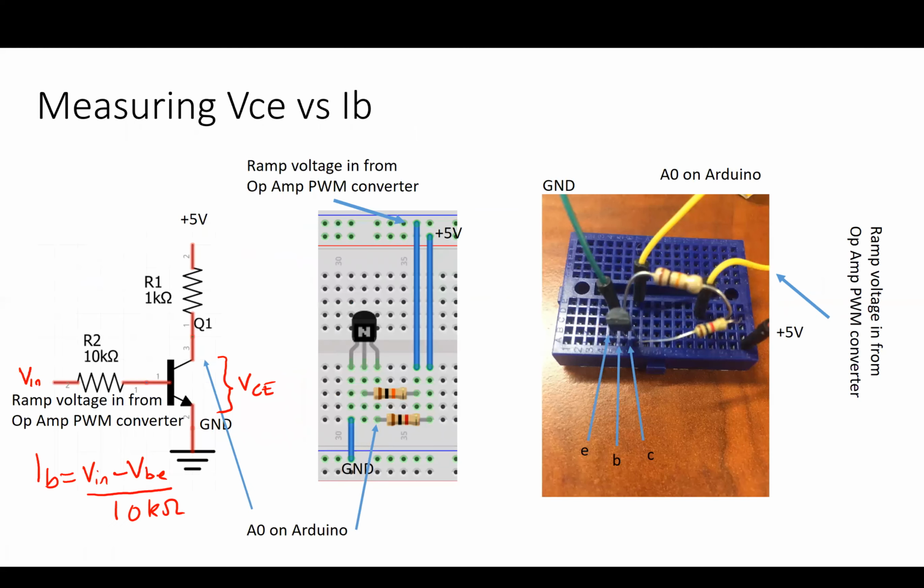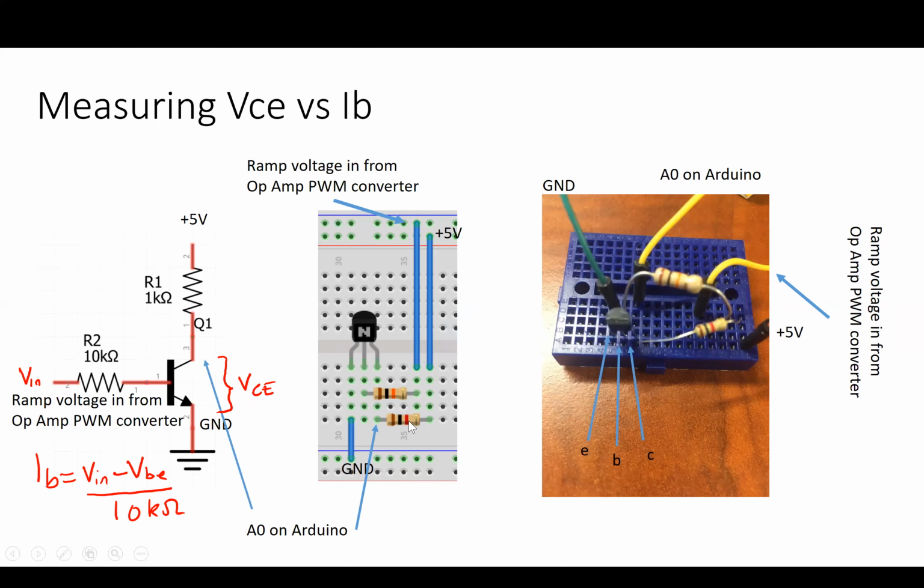Okay, let's make a transistor tester circuit. So now we're going to need an extra resistor. We want a current sensing resistor in the collector because we're going to measure the current through the collector lead of the transistor. So here we go, plus 5 volts goes to the collector through a 1 kilo ohm resistor.